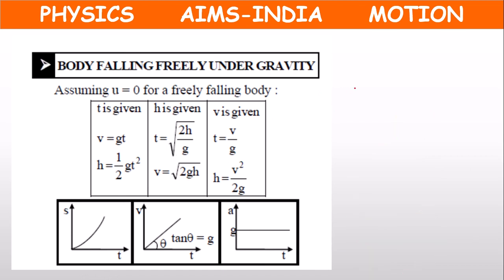From the three equations of motion only, for a freely falling body, if you assume u equal to 0 and a equal to plus g, and if you make some changes, you can come to these conclusions. You can frame these 6 types of equations which can be used in the case of a freely falling body. When time is given, we can make use of these 2 formulas. When height is given, we can make use of these 2 formulas. When velocity is given, we can make use of these 2 formulas. Final velocity, because initial velocity is always 0.